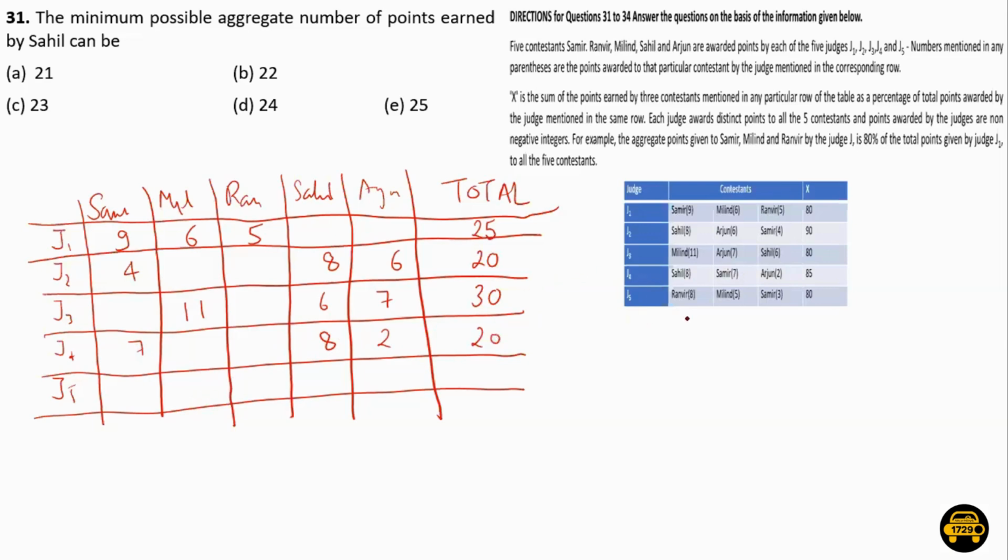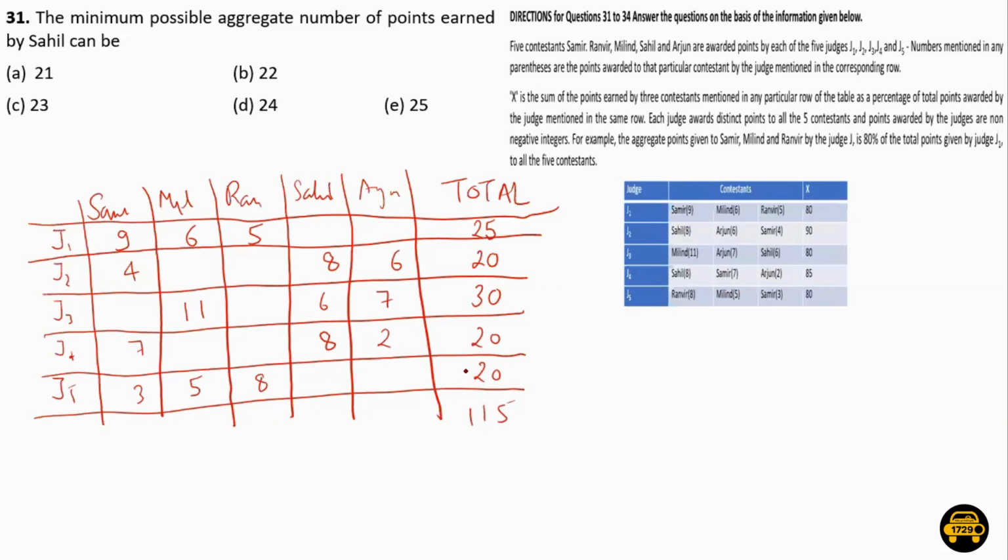Now Ranveer got 8 points, Milind got 5 points, and Sameer got 3 points. So this is 16, which is 80% of the total. So the total would have been 20 again. So the total sum, if we calculate, is 115, right? Okay.